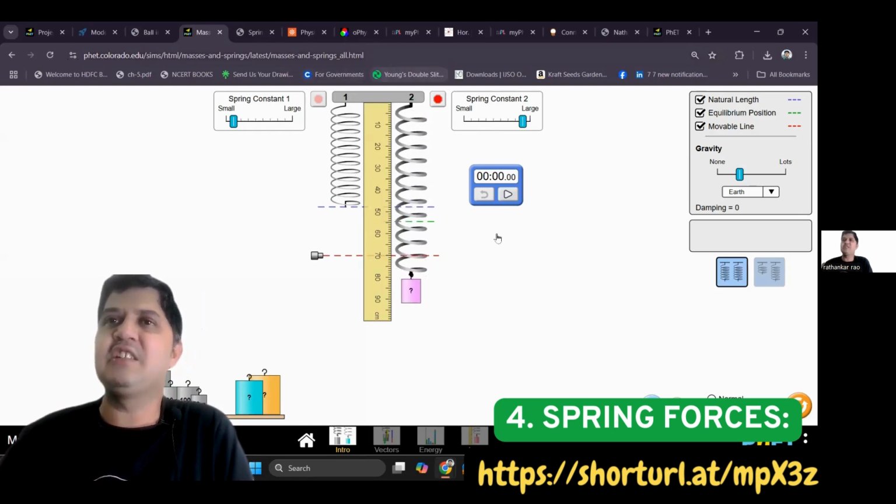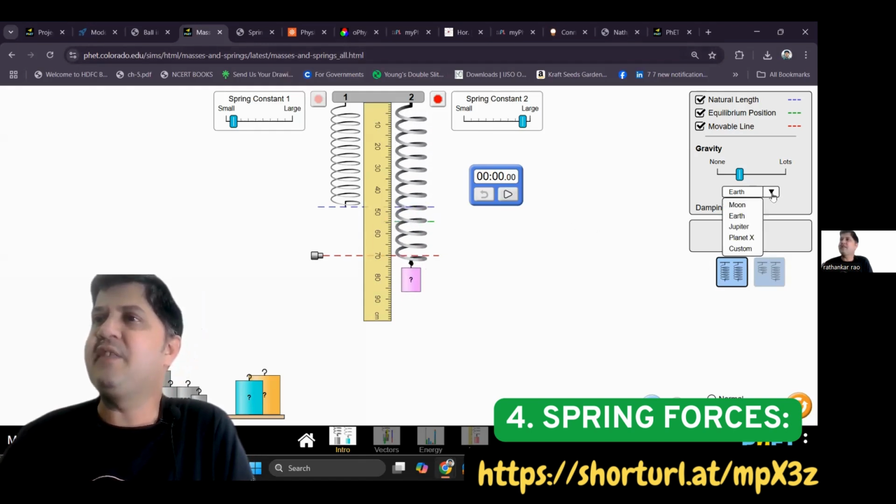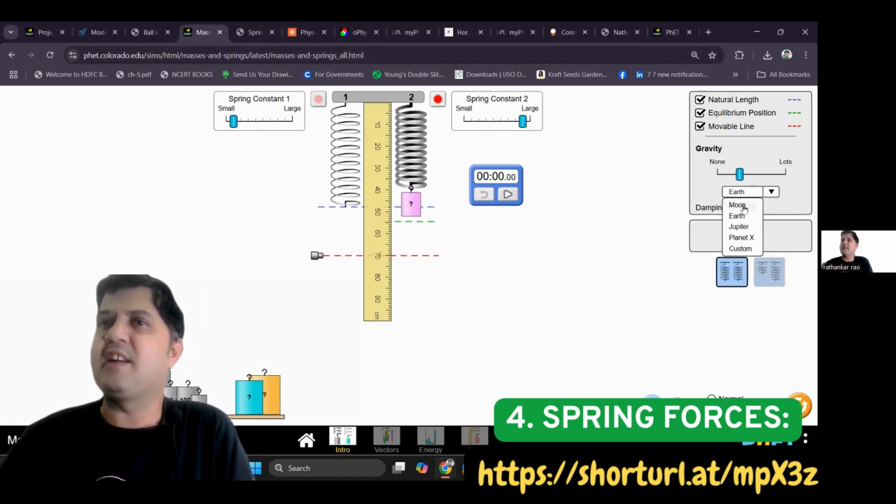It's a very good experiment to me. So we can do a lot of things using this. And you can also change the value of g. For example, you can conduct this on the moon.